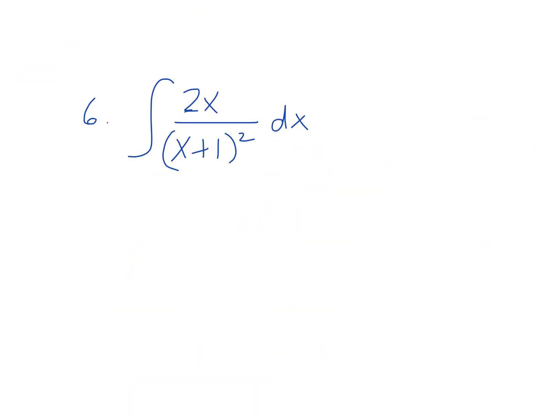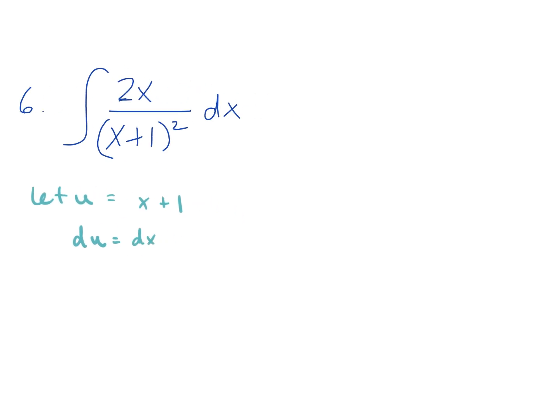So looking at number 6, I'm going to let u equal x plus 1. So then what would du equal? Just dx, or 1 dx. Perfect. So when I substitute everything in, I have the integral of 2x, or if you want to put the 2 on the outside, we can, over u squared du.